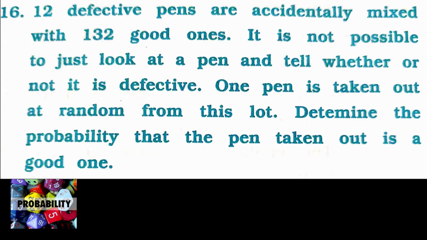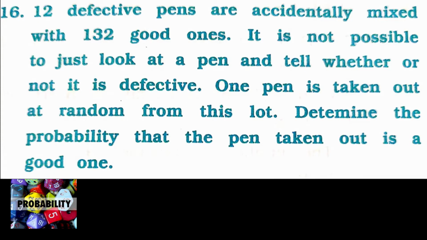एक्सरसाइज 15.1 सम नंबर 16। नाउ पहले हमको क्वेश्चन समझना है। लेट्स अंडरस्टैंड द क्वेश्चन। 12 defective pens are accidentally mixed with 132 good ones. Means we have 132 good ones, right? And 12 defective pens are mixed with good ones. Means we have 132 good ones plus 12 defective. So 132 are non-defective. It is not possible to just look at a pen and tell whether or not it is defective.